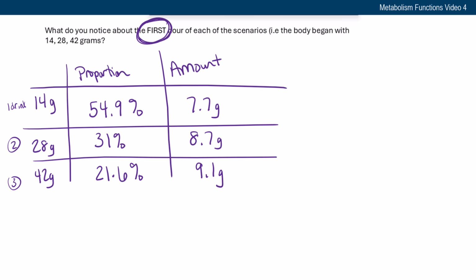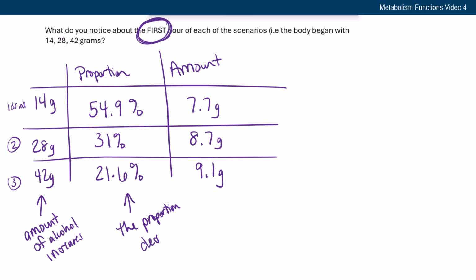Okay, the thing that I absolutely want you to understand is that as the amount of alcohol increases, this very first column, the proportion decreases. That's because your body becomes less efficient at burning or metabolizing that alcohol. So that's why it decreases when the quantity of alcohol in your system increases.